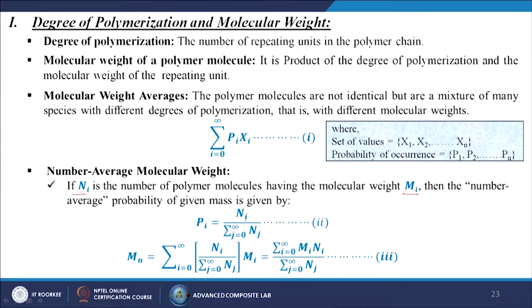What is Mn? Generally it is the summation over i equal to 0 to infinity of Ni divided by the summation over j from 0 to infinity of Nj, into Mi. That means it is equal to the summation over i equal to 0 to infinity of Mi Ni divided by the summation over j from 0 to infinity of Nj. So, this is another equation.